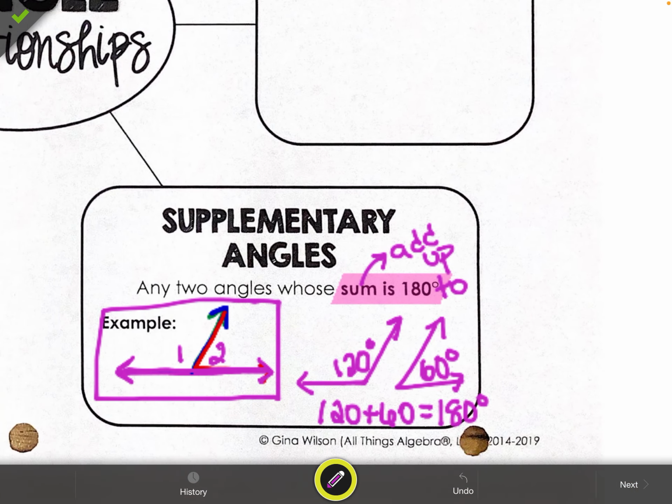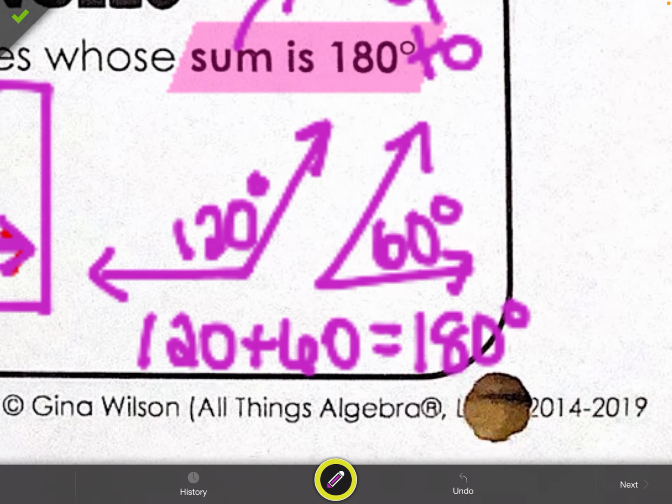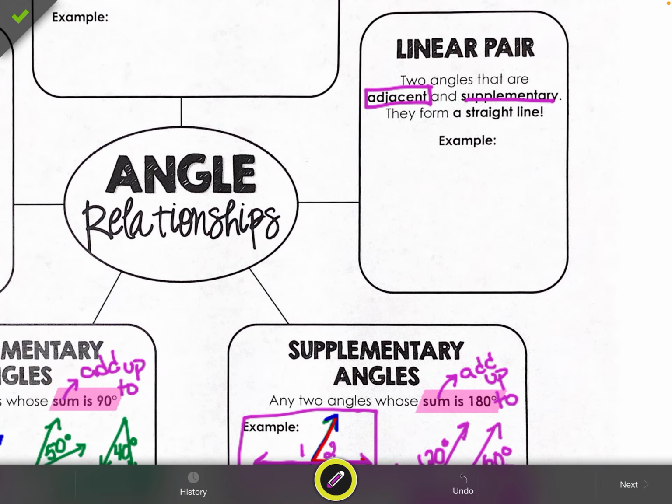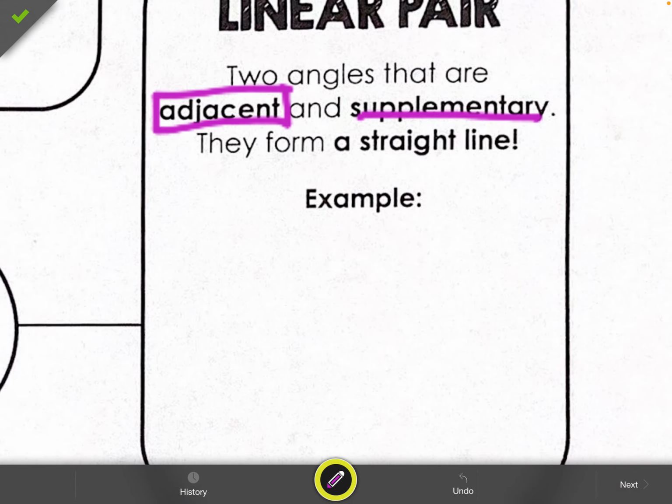Okay, now if you drop down and look at this picture again, this 120 and 60, they're not next to each other. They do add up to 180, so we would say they were supplementary. But they are not next to each other. They're not adjacent. They don't share a side, so we couldn't call them a linear pair. Okay, a linear pair, they have to be next to each other and share a side.